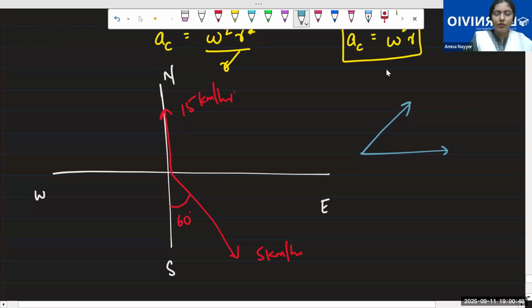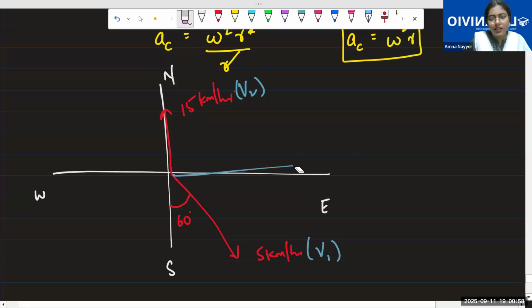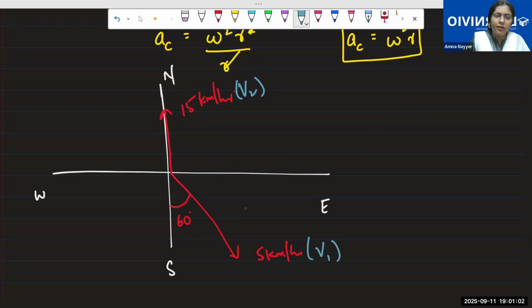See, this is your one vector, let's say v1. This is your other vector v2. Their resultant will be lying somewhere between them, meaning when you complete the parallelogram like this, the resultant VR will be lying here. You just have to complete the parallelogram and check where the resultant lies.